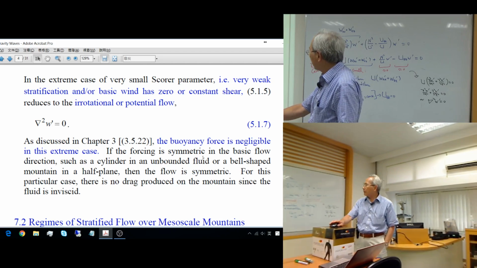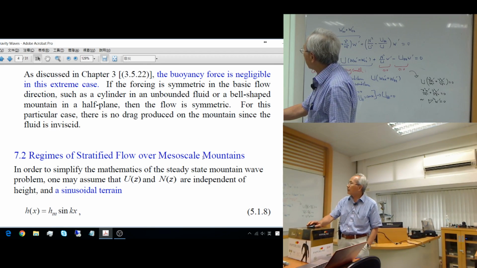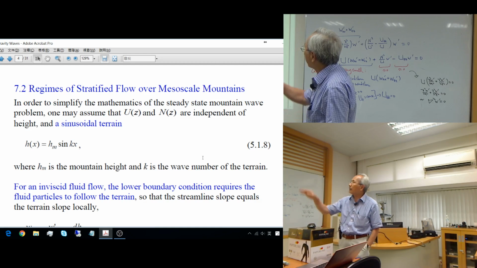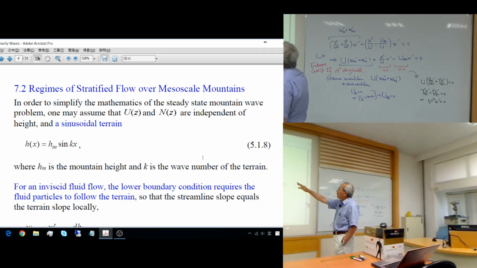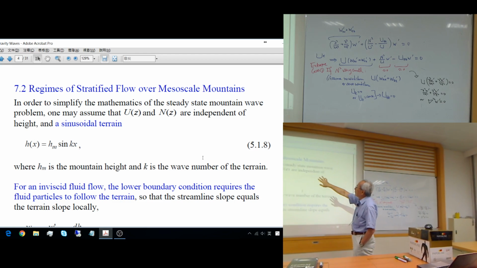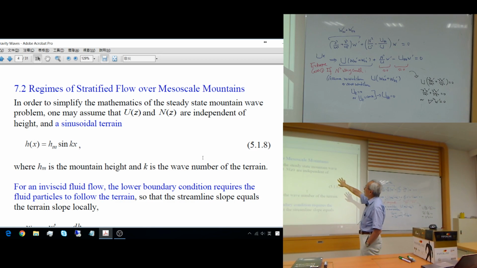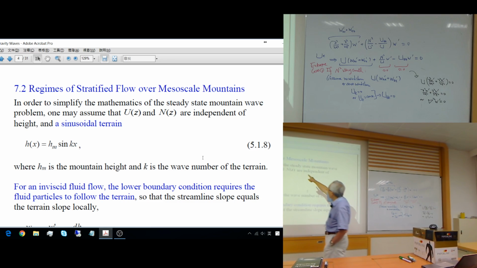Okay, so now the second part of this chapter is to recognize the regimes of stratified flow over, I probably should say, sinusoidal mountains. So you probably want to change your notes if you printed them out, to say sinusoidal mountains.